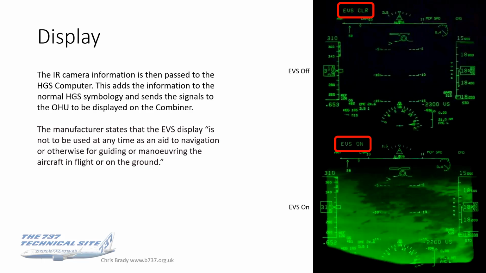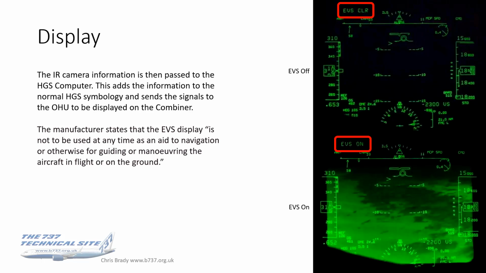That's it. The upper picture is with EVS switched off, and the bottom picture is with EVS switched on. Now this was up at 18,500 feet, so all you've really got on the EVS image there is the terrain. I will show you better images later of the runways and the approaches. But what happens is that the infrared camera information passes its data to the HGS computer. The computer then adds the information to the normal HGS symbology and sends those signals to the overhead unit to be displayed on the combiner.